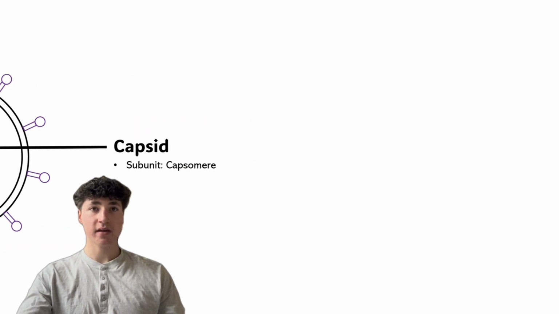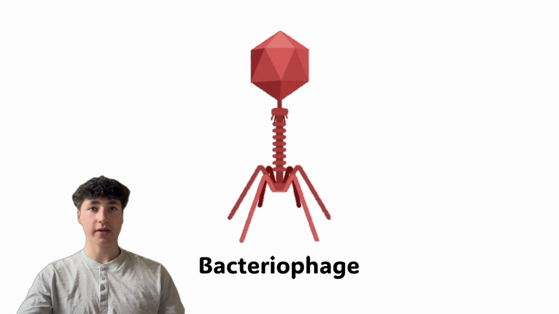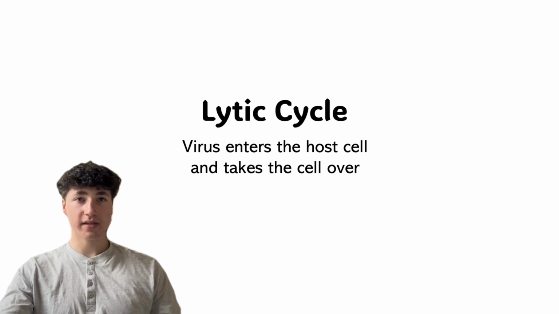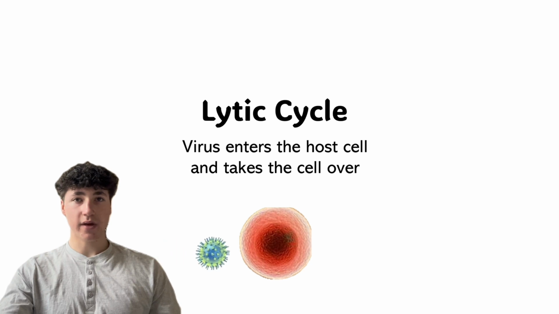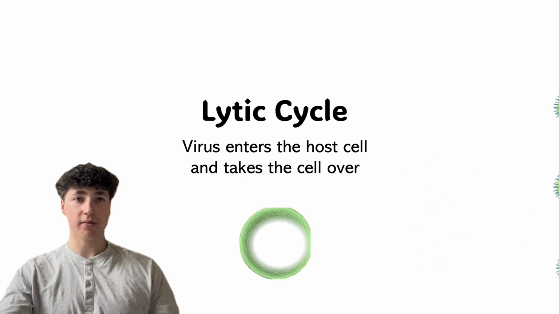In some cases, viruses will only infect bacteria. These are called bacteriophages. Viruses reproduce in two different ways. One of these ways is the lytic cycle. The lytic cycle is where the virus is going to enter the host cell and take it over. It's going to turn that cell into a factory producing tons of the virus. Eventually, the cell will explode. This ends up killing the cell, but creating large amounts of the virus.